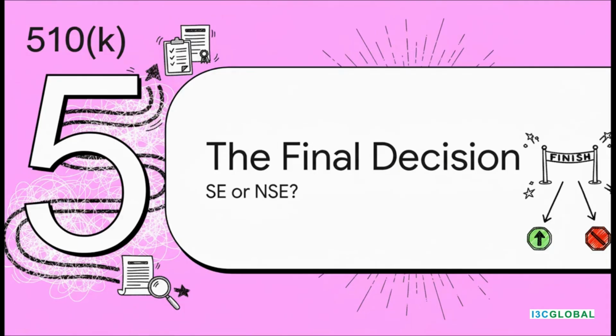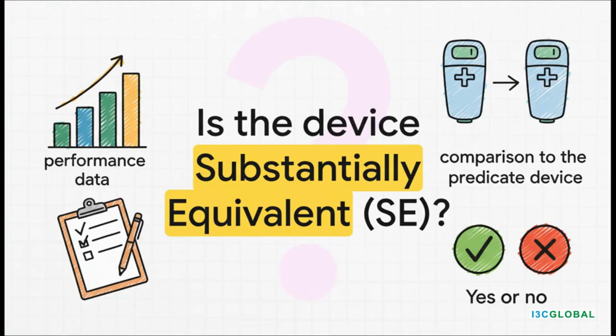So after all the testing, all the documents, the back and forth, the clock ticking, the journey finally reaches its end. The FDA has everything they need. And now it's time for them to make the final call. It all comes down to one of two outcomes. And this is it. This is the ultimate question they have to answer. After looking at all your data, your tests, your labeling, your comparison to that predicate device, it all boils down to this. Is your device substantially equivalent? It's a simple yes or no.